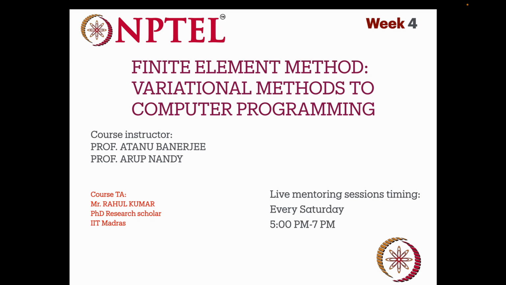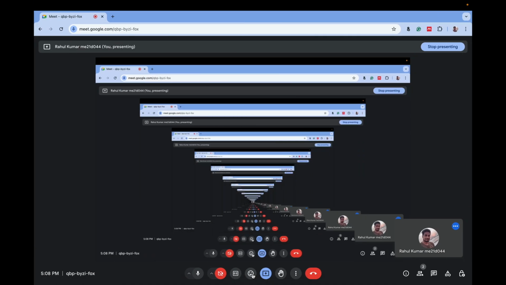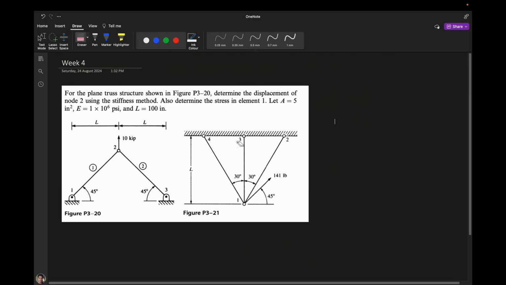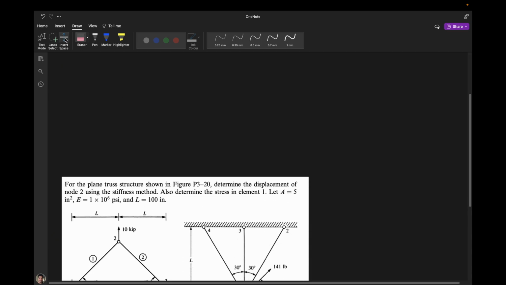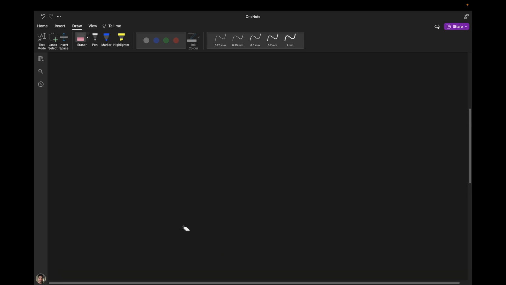Okay, so in this week we will start some truss problems which were discussed last week. So let's do some problems. I picked some sample problems, but before that we will try to understand how a truss problem is built and how we can implement it in MATLAB. For that we will take a very simple example.